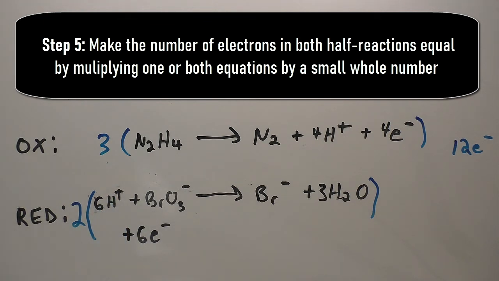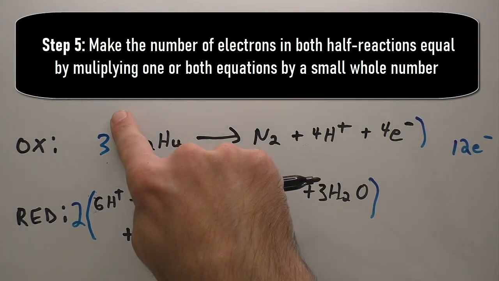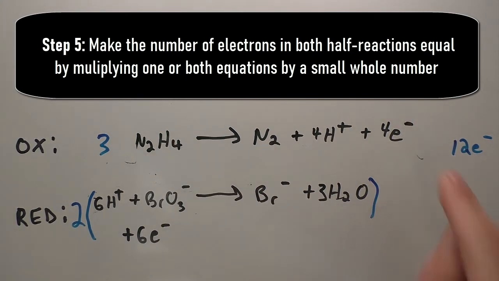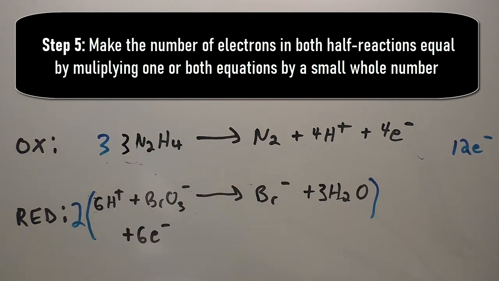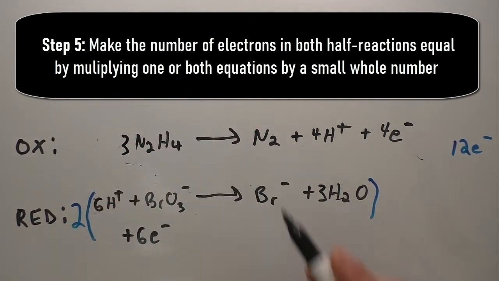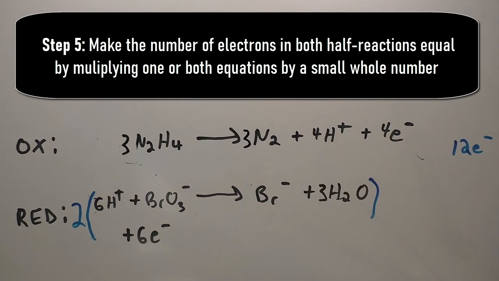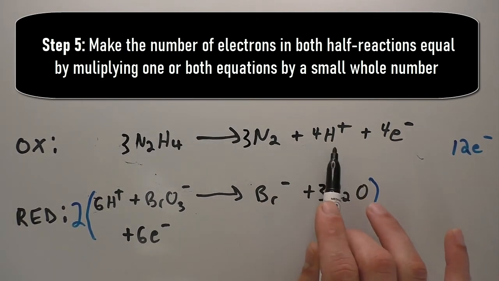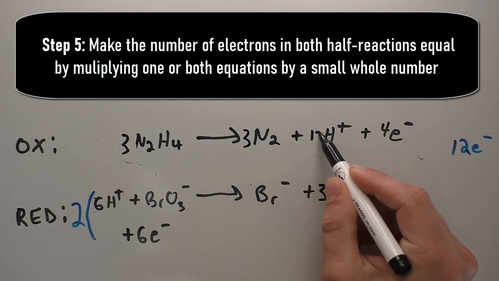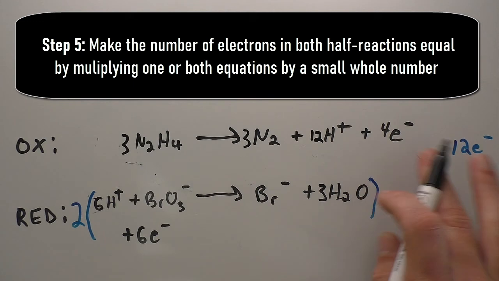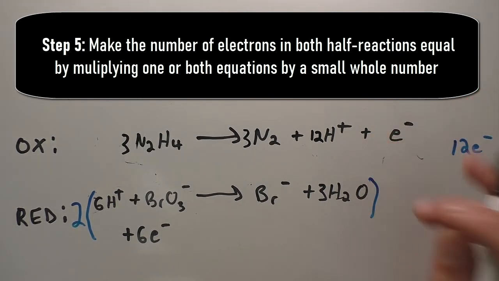So if we do that with regard to the oxidation half reaction, we're going to get 3 of these hydrazines, because the coefficient was 1, now it's 3, right? And we're going to end up with 3 of the nitrogens. We're going to multiply 3 by the 4 H pluses, so that's going to become 12 H pluses. 3 times the existing 4 is equal to 12 H pluses, and then the same thing with the electrons. We had 4, we're multiplying it by 3, so that becomes 12 electrons, right?